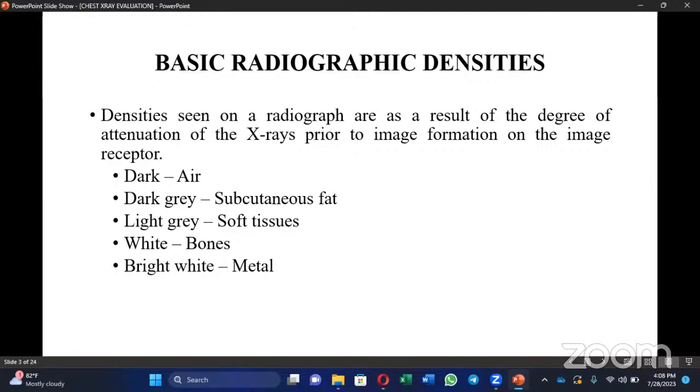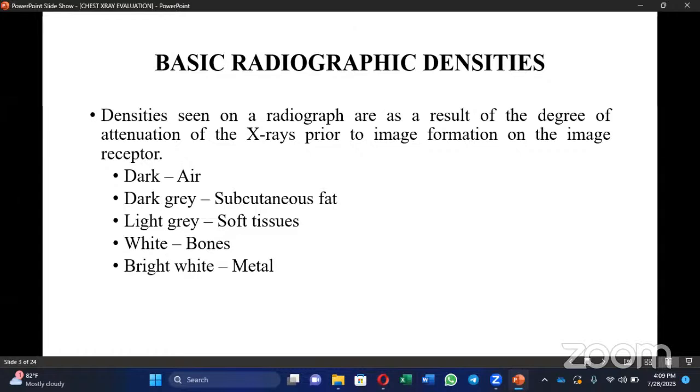Then we look at dark gray. There are certain areas on an X-ray image that appear dark gray, okay? Examples of these structures within the chest radiograph are the subcutaneous fat or mainly adipose tissue structures, okay? Structures that contain a lot of fat. Then we have light gray. There are areas that appear light gray on an X-ray image. These are mainly the soft tissue structures. Examples are the heart, the liver, and the diaphragm. They are all soft tissue structures, and they appear light gray on the chest radiograph.